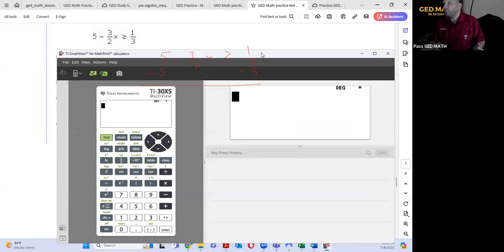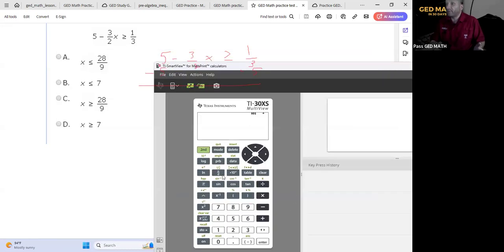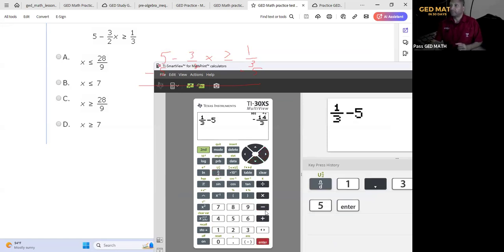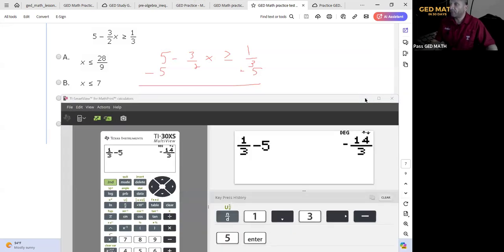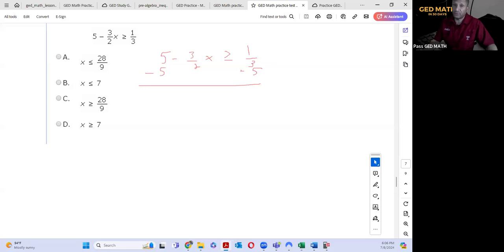Okay, so 1/3 minus 5. You can put fractions in using this calculator. Minus 14 over 3. Now, again, don't let fractions be your downfall on the exam. So minus 14 over 3. So minus 3/2 x is greater than or equal to negative 14 over 3.